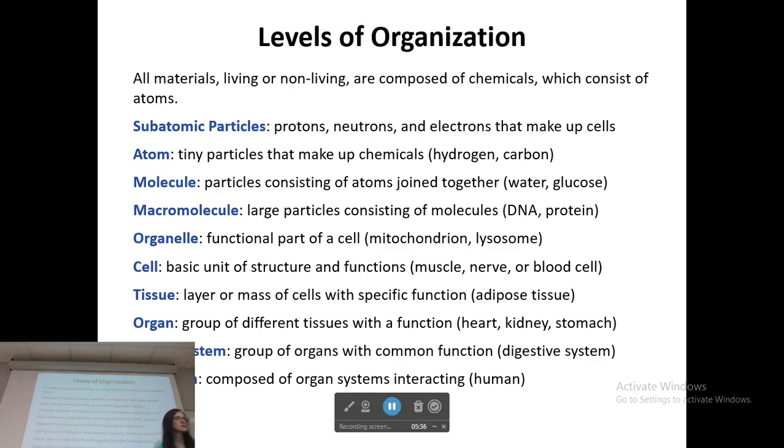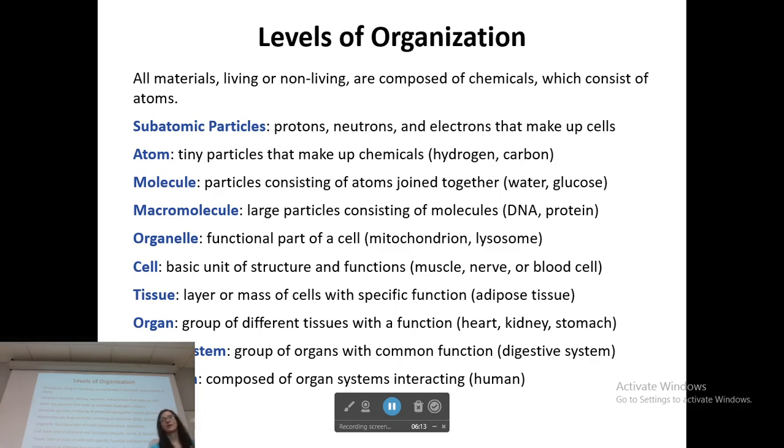And then atoms interact, come together, bond together to make molecules. And then molecules make larger molecules. Okay, so we have tiny molecules that come together to make larger molecules. So those would be macromolecules. Then we have organelles. So organelles are the parts of the cells, and they are composed of the macromolecules, right? Then the organelles make up the cell.